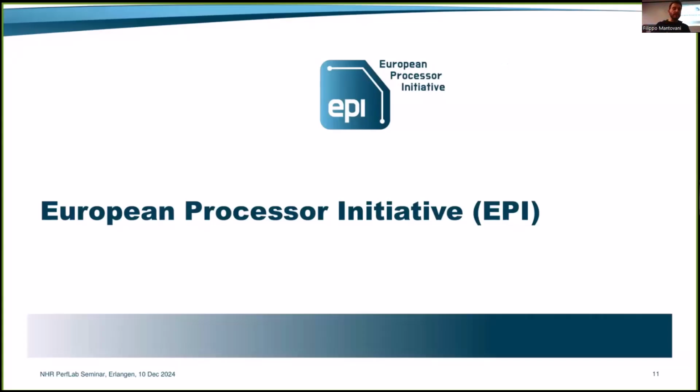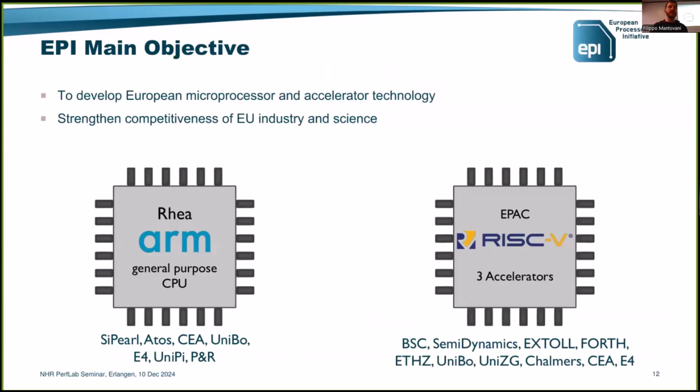Okay, my second part of the introduction: the European Processor Initiative, EPI. This is a European project, okay? The objective is basically to enable European technological independence, having hardware based or developed in Europe. So from the practical point of view, what does it mean? It means we have two lines of work. One is the development of a standard CPU based on ARM, that is the left side of this slide. And another one is the development of RISC-V-based accelerators.